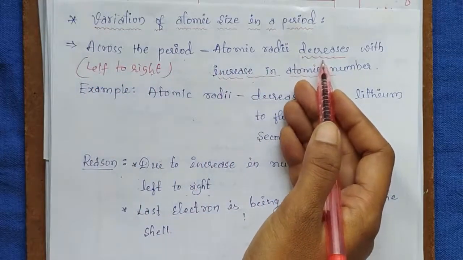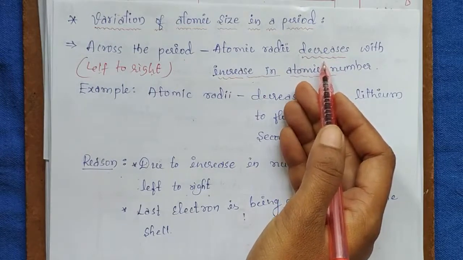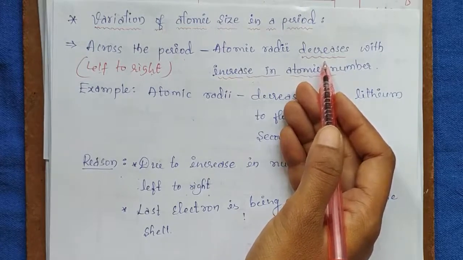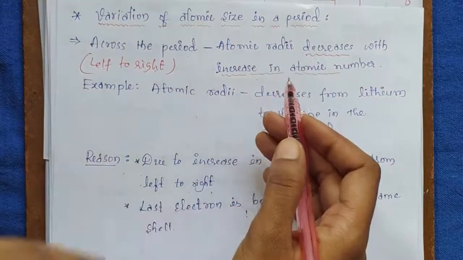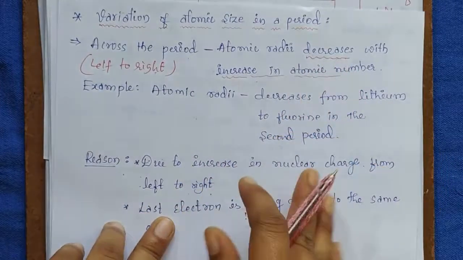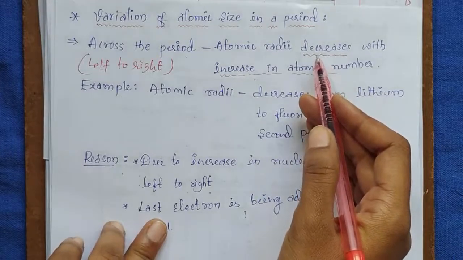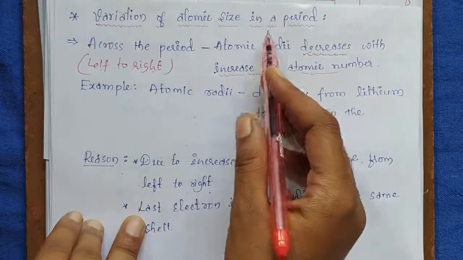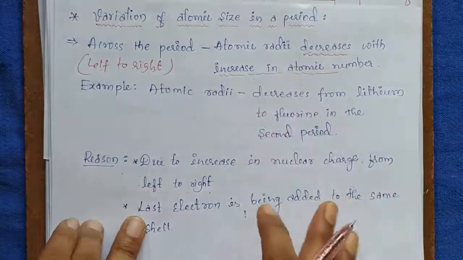But in case of a group, as we move down the group, atomic radii increases. Children, here it is dead opposite. If in case of a group atomic radii increases, then obviously as we move across the period, atomic radii decreases. Here, we should know the reason for the decrease in the atomic size of these elements across the period.